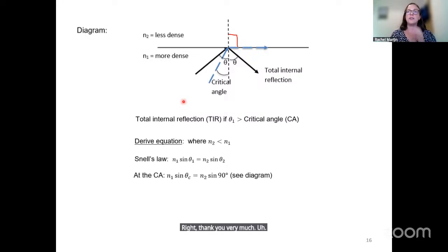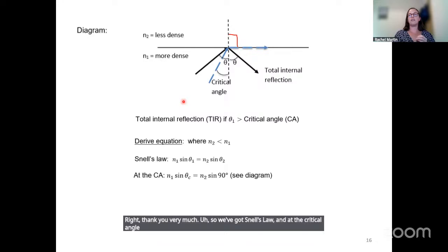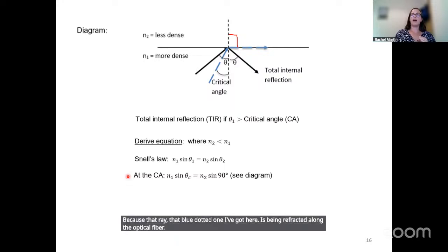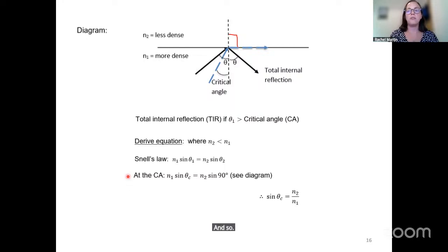So we've got Snell's law, and at the critical angle, the angle of refraction is equal to 90 degrees, because that ray, that blue dotted one I've got here, is being refracted along the optical fiber. And so we can derive that sine of our critical angle is equal to n2 over n1. Okay?